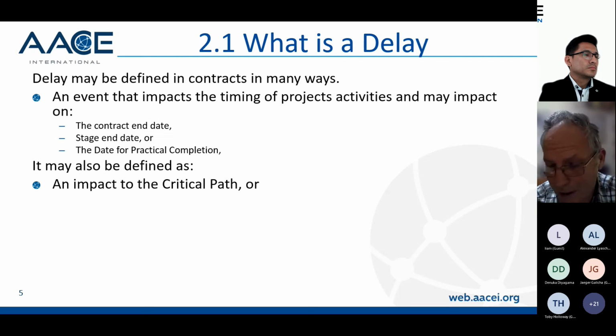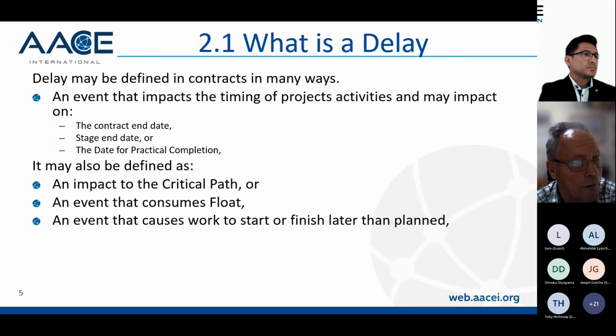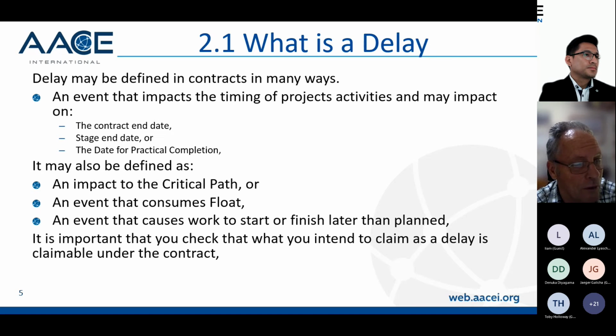So a delay can only be claimed if it's delaying the critical path on a program. It could be an event that consumes float. Therefore, you could be able to claim costs for an activity that has float. It could be an event that causes work to start or finish later than planned. And it's important that you check what you intend to claim as a delay is claimable under the contract.